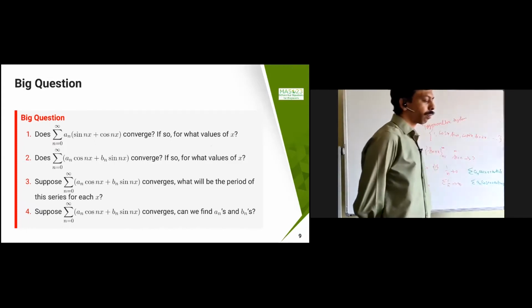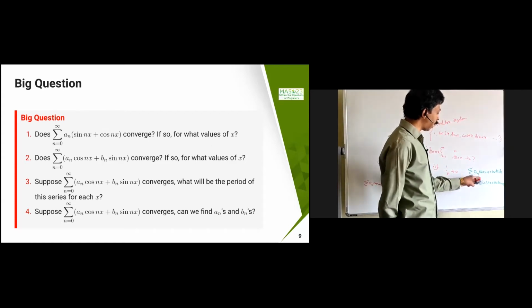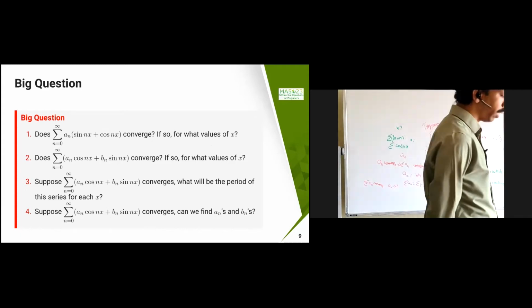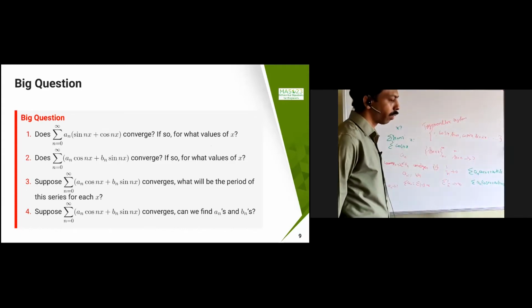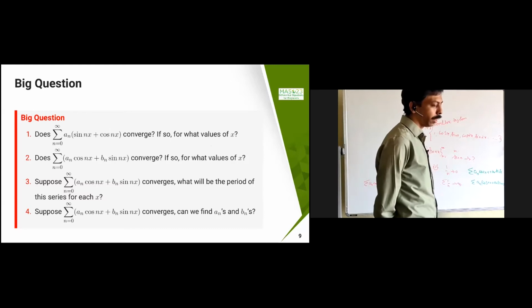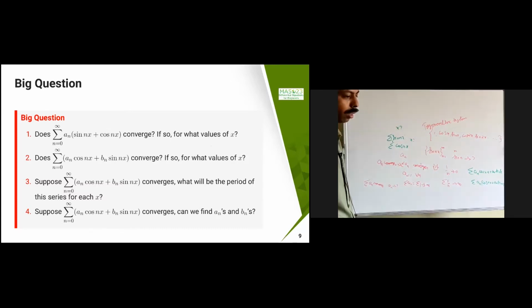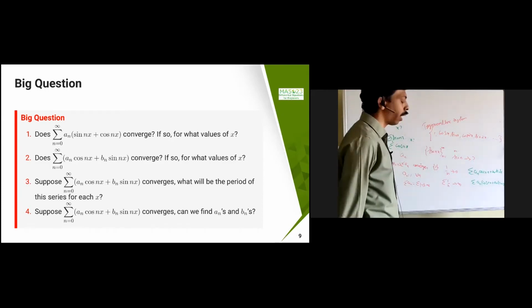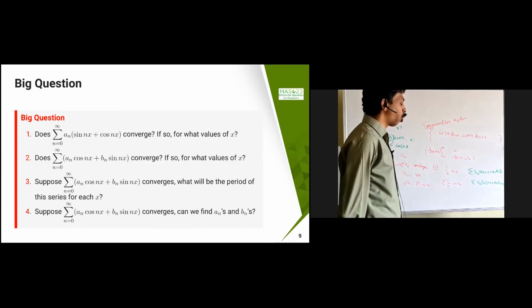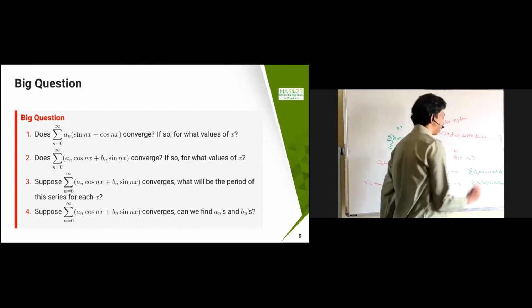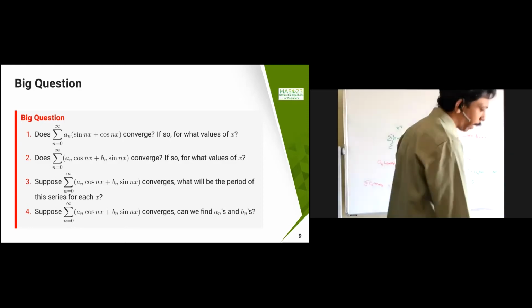Suppose this an cos nx plus bn sin nx converges. What will be the period of the series for each x? I assume that this is converging. Depending on the an, I can choose my weights. So these are the weights, or the coefficients, for the series. Suppose it converges, what will be the period of this function? 2 pi. Okay, it is going to be 2 pi.